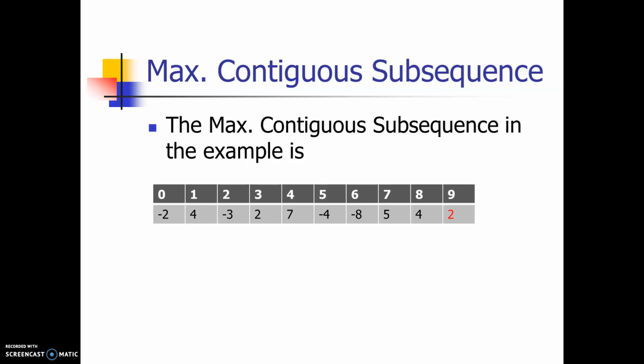Let's try another example. The only thing I changed is the last value. Pause the video, try to find out what the maximum contiguous subsequence is, and what the starting index and the end index are. Here is the answer. The maximum contiguous subsequence sum is 11, from index 7 to 9. So these are the two examples I want you to practice on your own. Make sure you understand the problem completely so that we can continue our discussion.